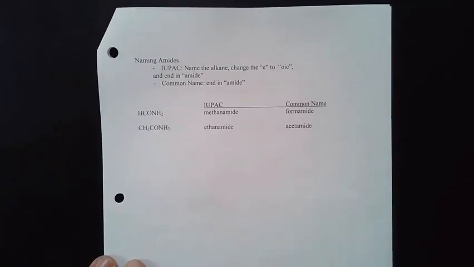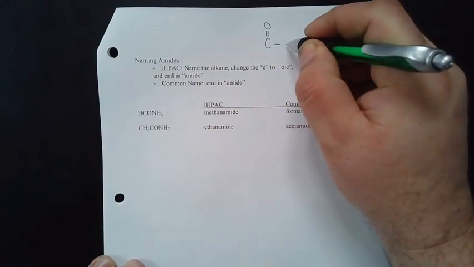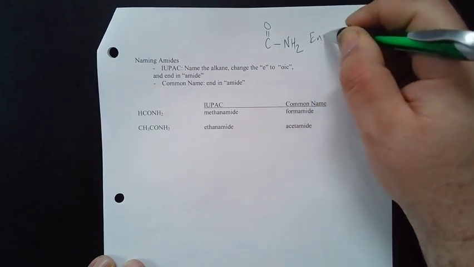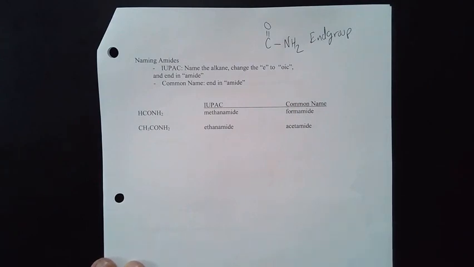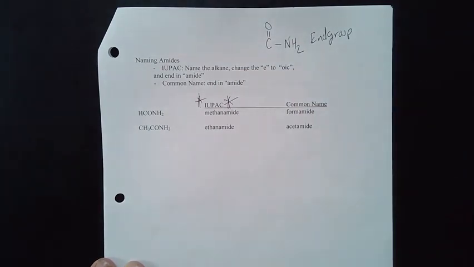Okay, the final type are amides. Amides have a carbon with a double bonded oxygen connected to an NH2. And this is always going to be an N group. Looks like I cut the video off a little bit on the top here. I'm sorry about that, guys. Just know that there's a double bonded oxygen on top of there.